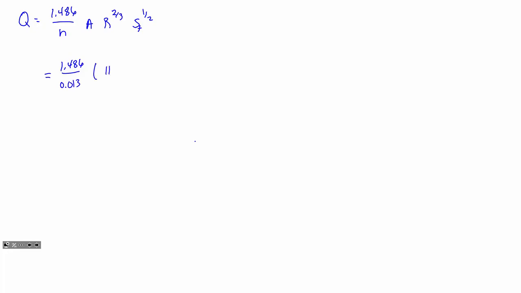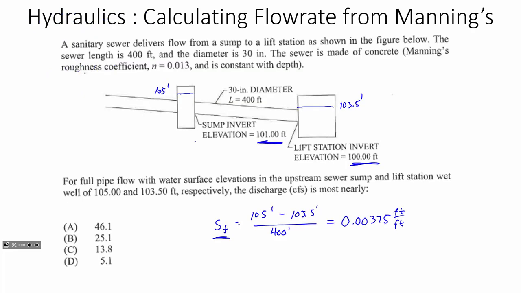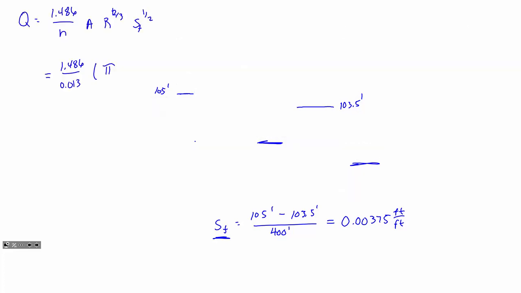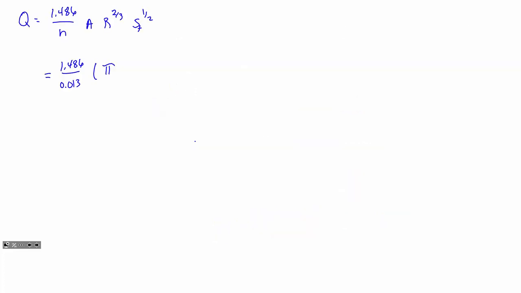times pi. Okay, so this is one of the areas that'll trip you up. You're given the diameter in terms of inches. You need to convert that over to feet. So if you plugged in the numbers in terms of inches, I think it does give you one of the wrong answers. Okay, so make sure you convert. We need to convert over to feet here. So this is going to be pi times r squared, so 15 inches divided by 12 inches per foot.